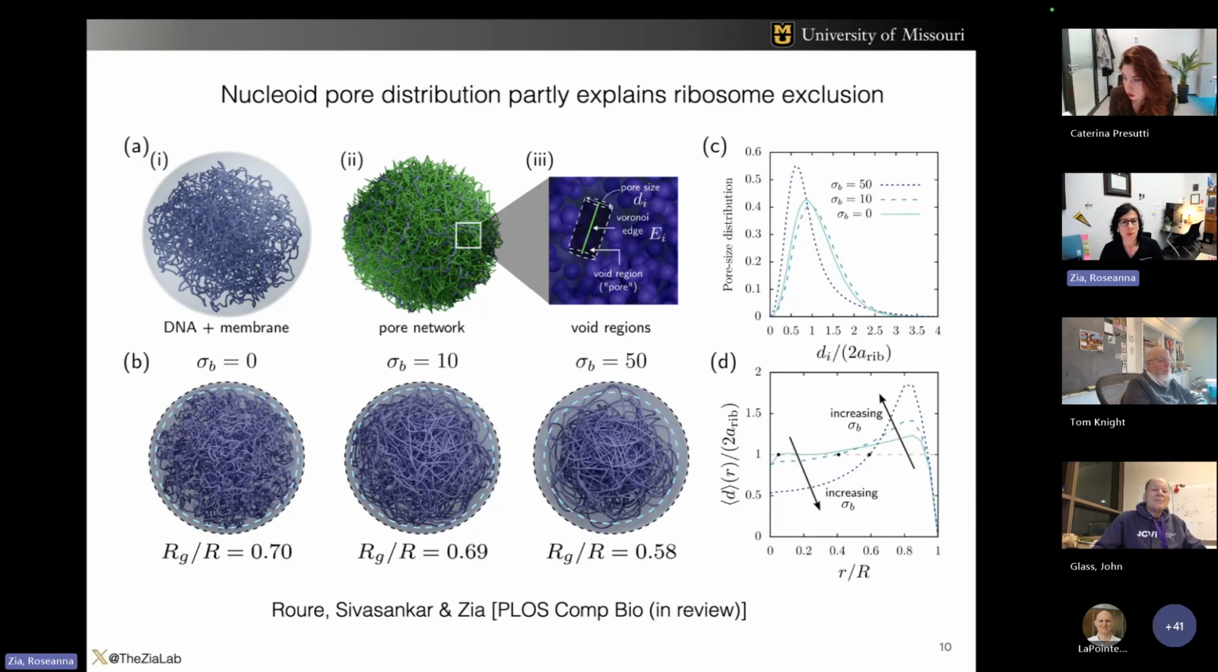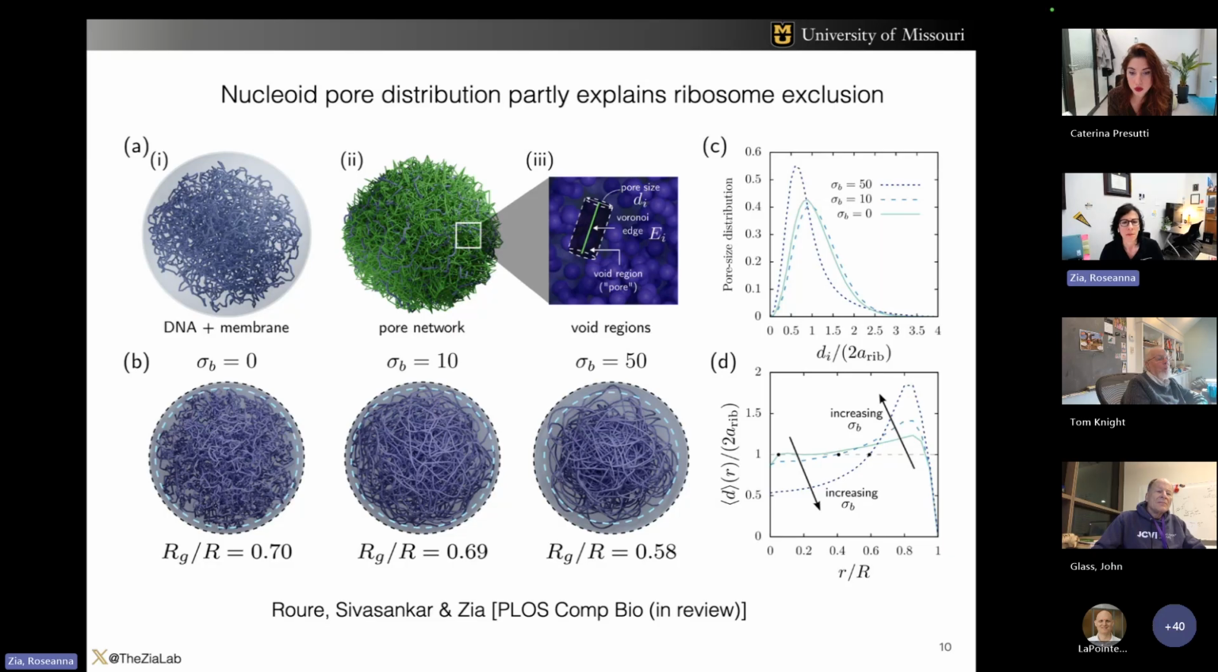The pore size distribution is shown on the top right in figure C for all three stiffnesses, and a single peak for each shows a dominant pore size. The peak height, location, and width all change appreciably for the less stiff nucleoids, with only about half of the pores able to exclude ribosome-sized biomolecules. And the pore size varies from the center to the cell membrane, and this is what's more interesting.